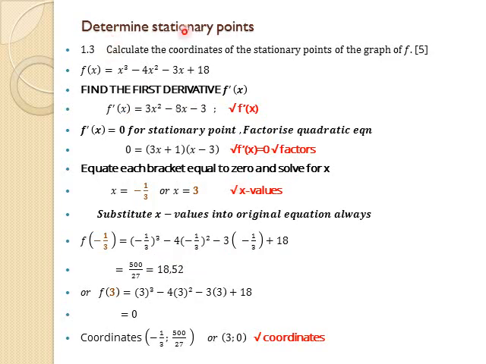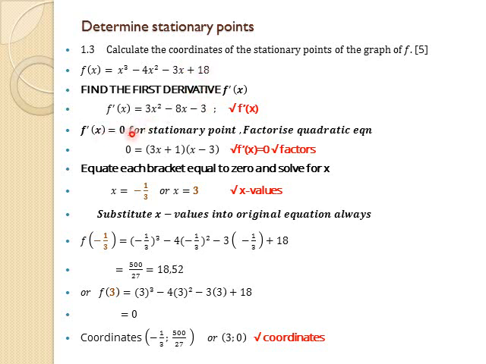Now we also need the stationary points. So calculate the coordinates of the stationary points, normally 5 to 6 marks. First we find the first derivative. So 3 times 1 gives me 3; 3 minus 1 gives me 2. 2 times negative 4 gives me negative 8; 2 minus 1 gives me 1. 1 times negative 3 is negative 3; 1 minus 1 is 0, so x falls away. 18 becomes 0.